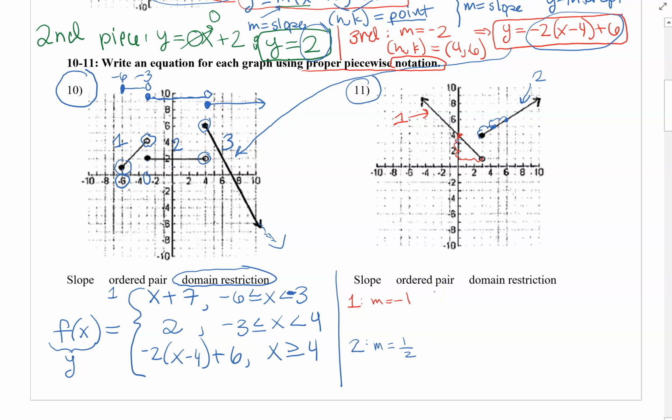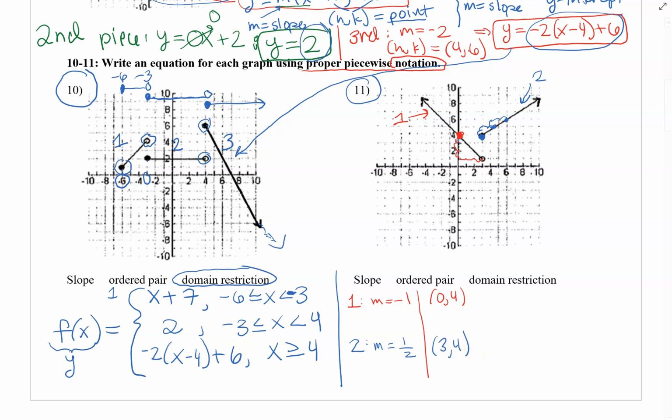Now for the ordered pair, since the first piece goes through the y-axis, I'm going to use that as my point. So I'm going to use the ordered pair of (0, 4) for the first piece. And then for the second piece, I'll use the given point, the one that's easy to see from the given graph, which looks like it's at (3, 4). So I'll use that for piece number 2.